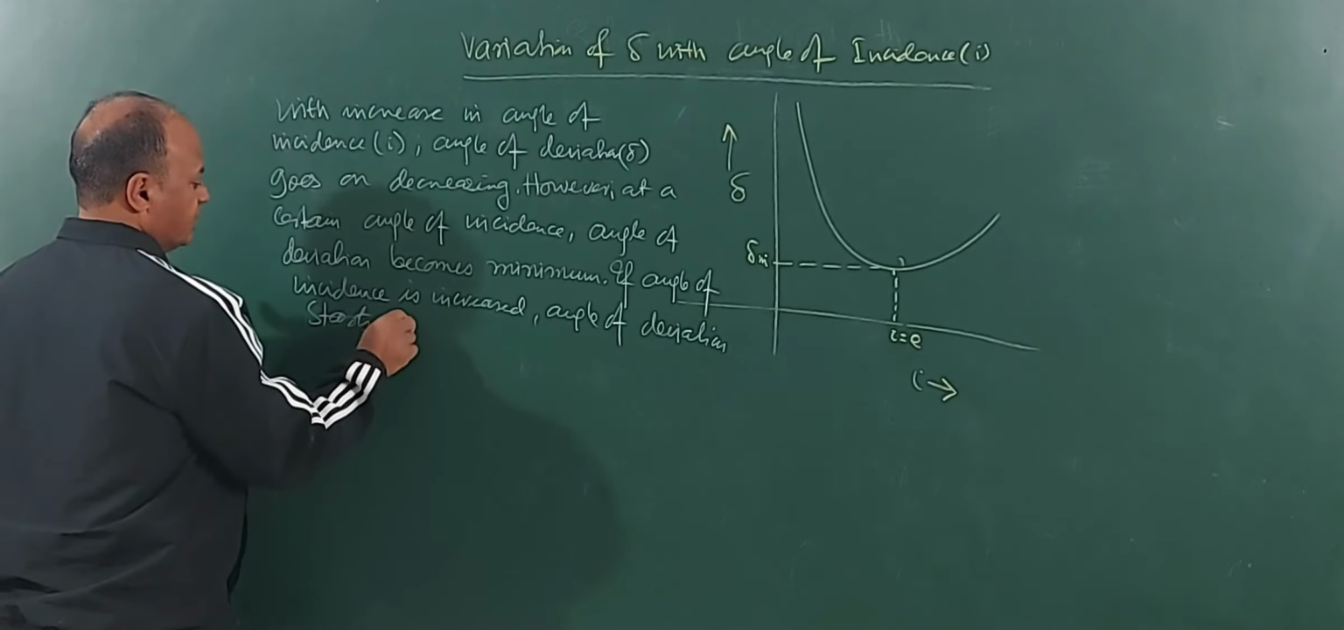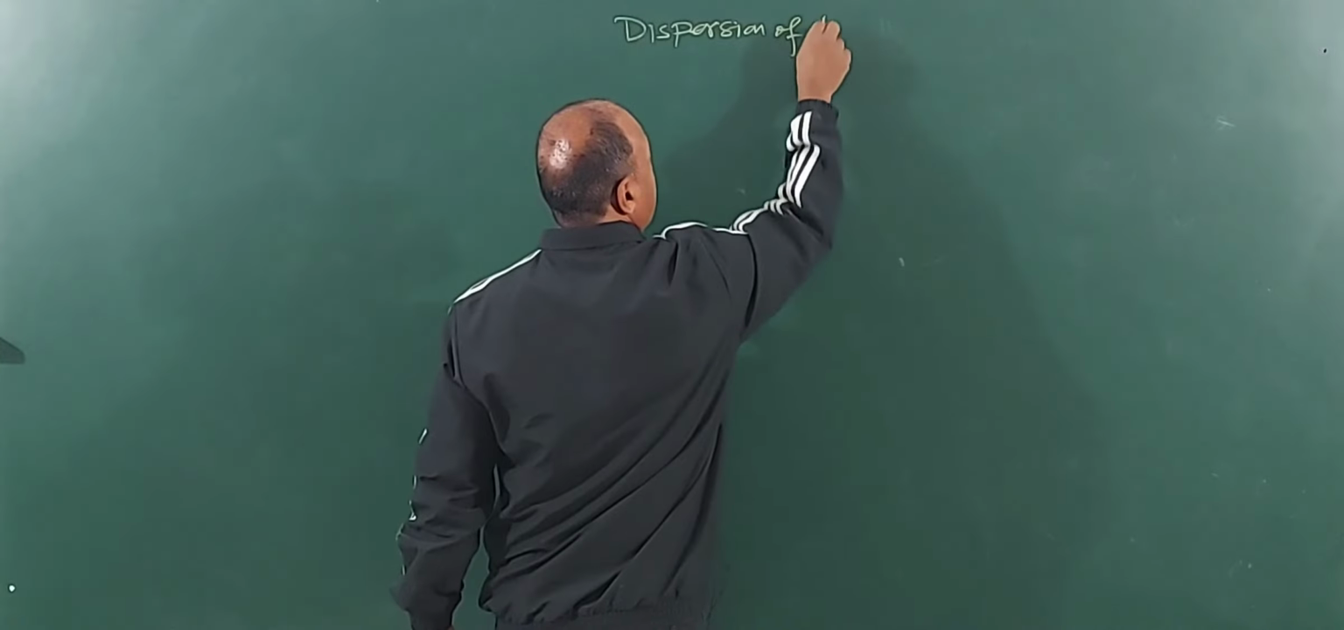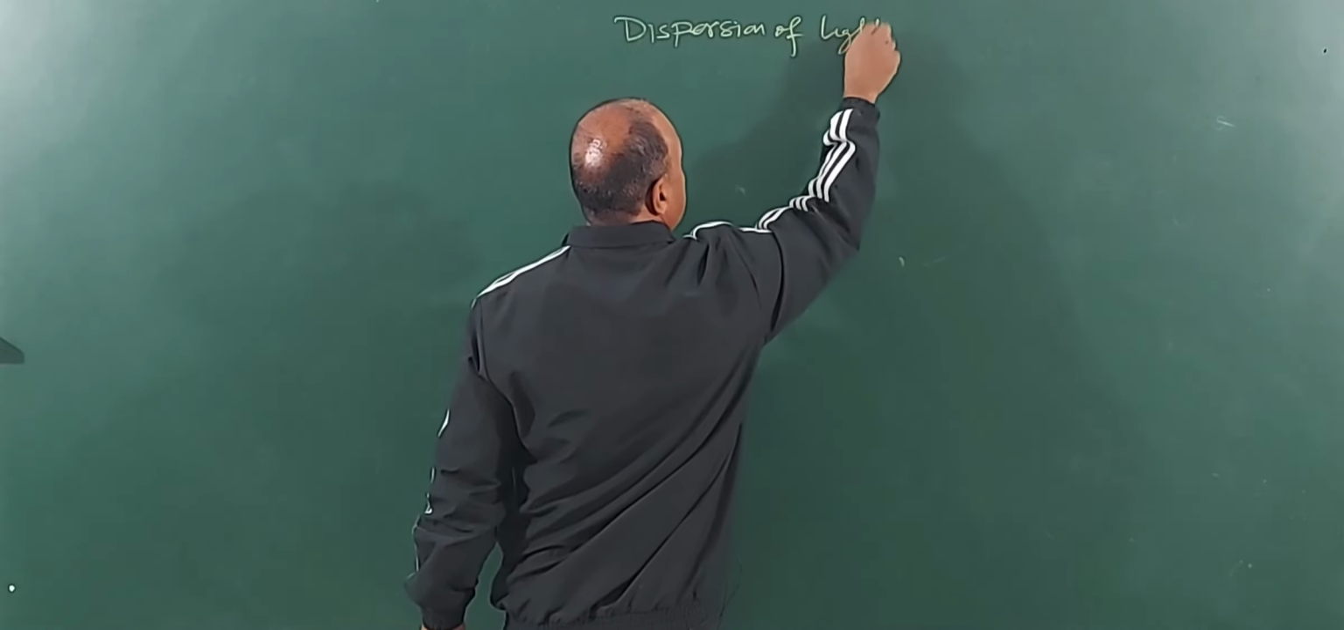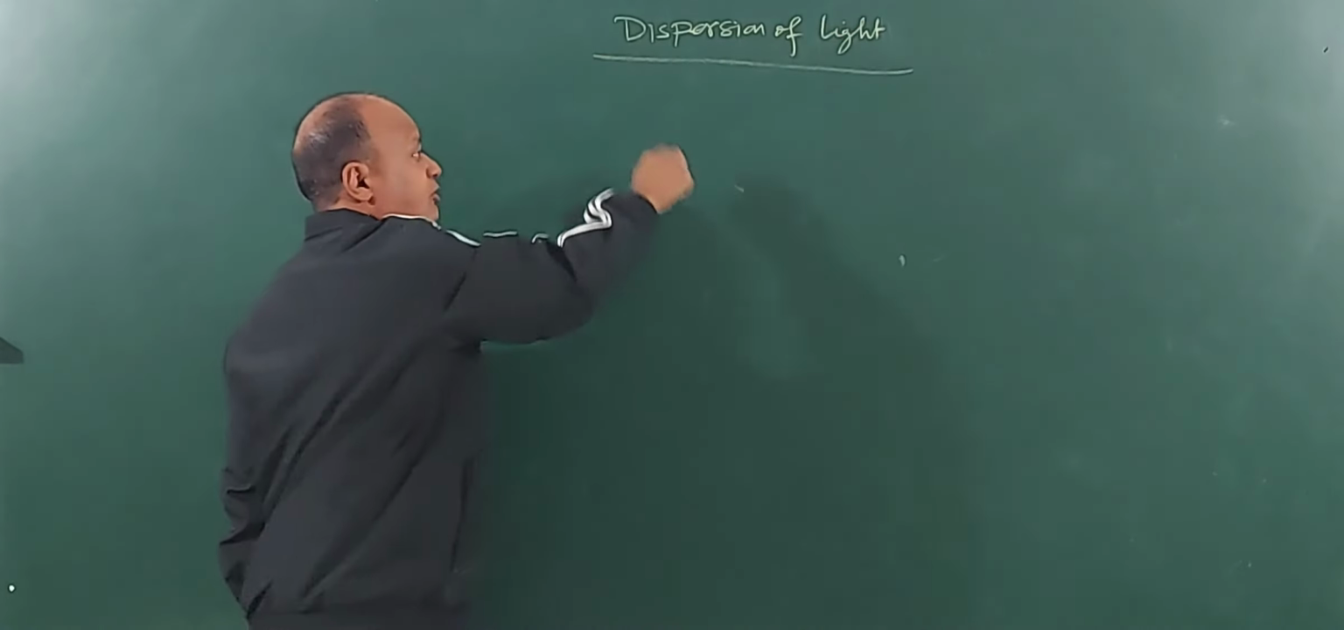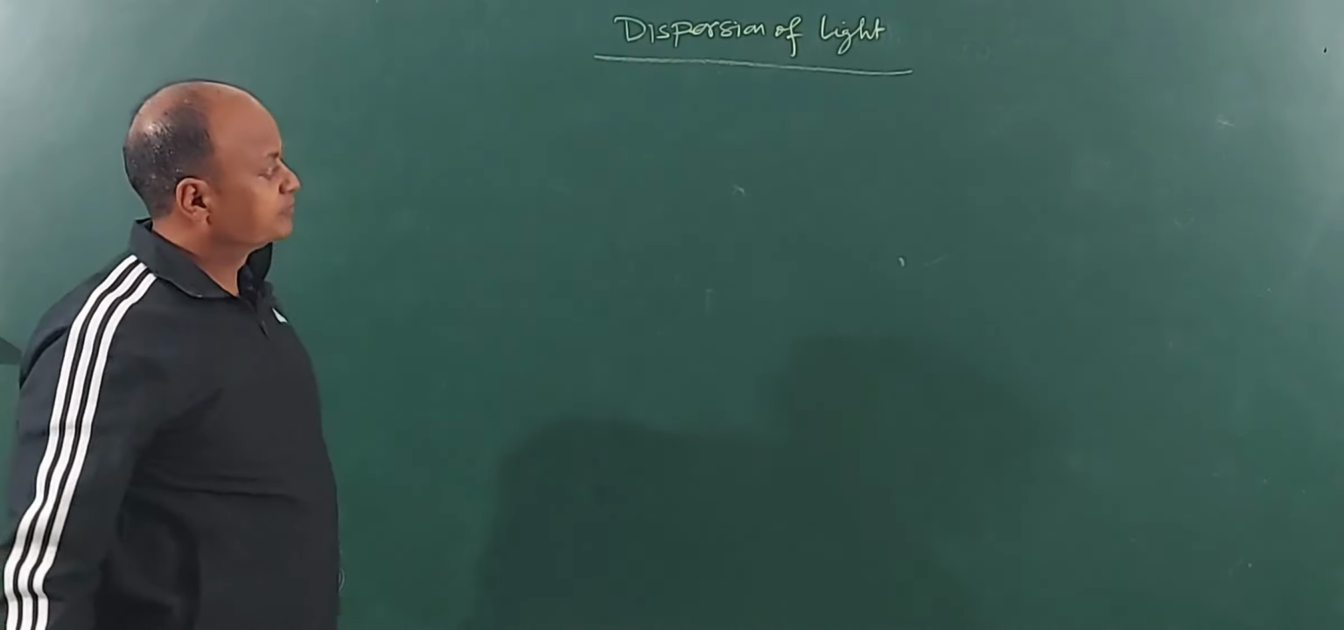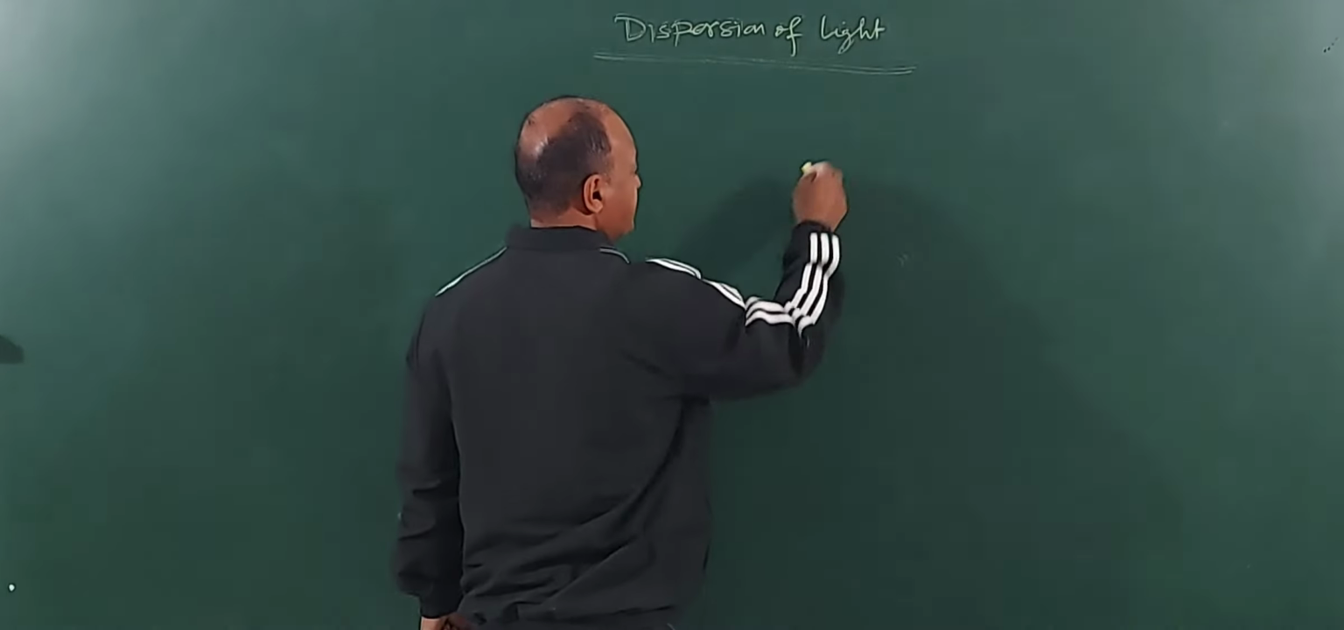Now children, once you understood refraction through a prism, we'll understand what is dispersion of light. What is dispersion of light? Children, this is a prism.